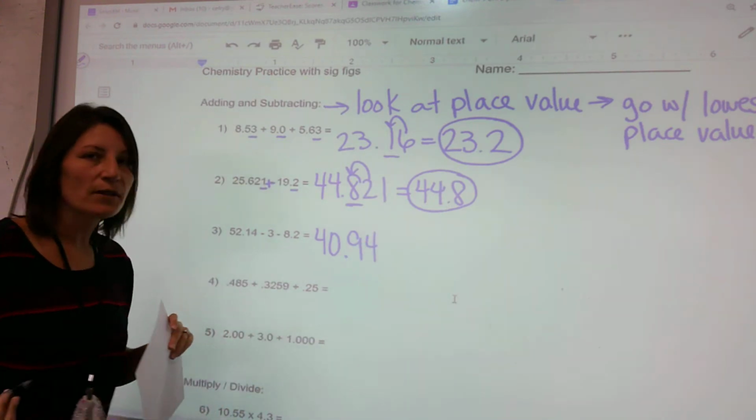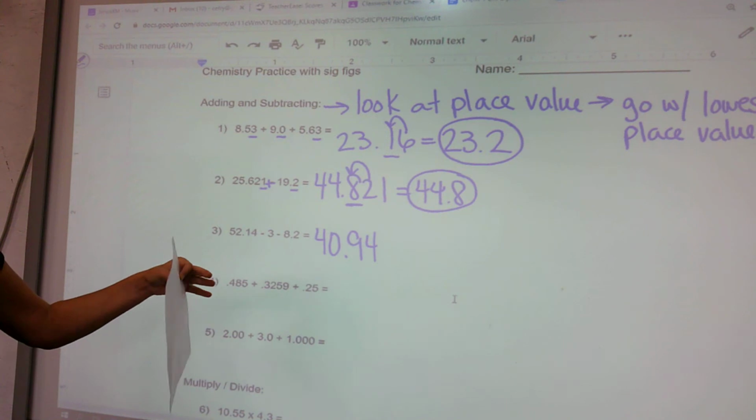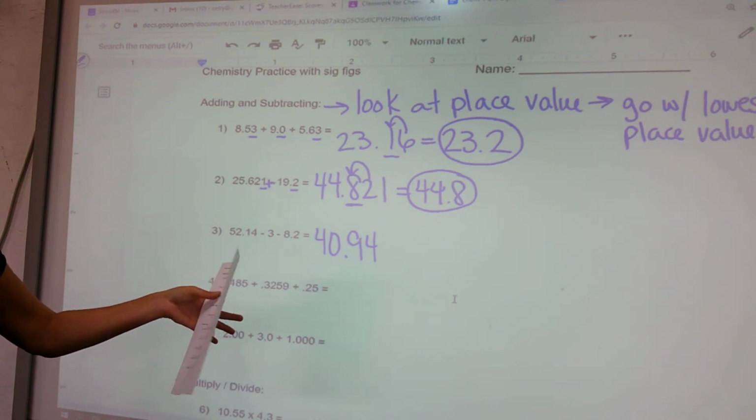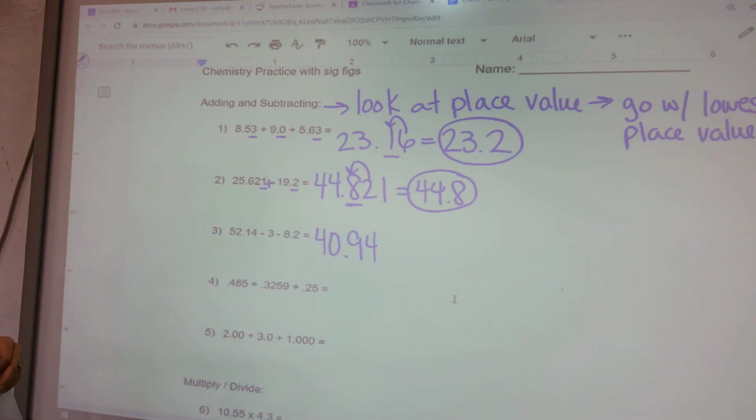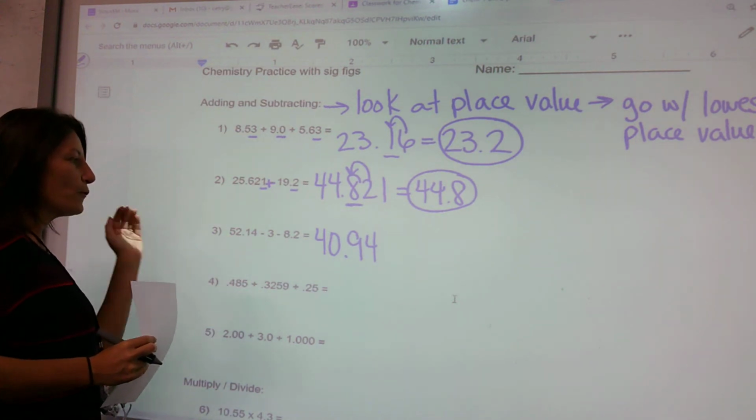On number 3, when I subtract these numbers, I would get 40.94. Now I'm going to go through these pretty quickly, so if you want to see if you can do it without seeing my answer, just pause the video and then try it, and then you can play it again to see what the answer is. I'll kind of give it a little pause there. But it's 40.94 if you were to subtract all these.